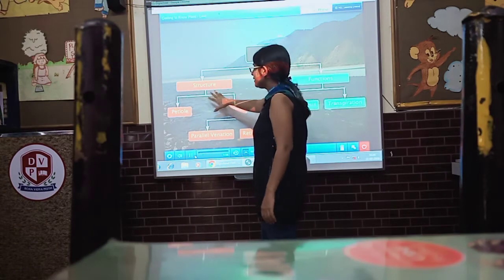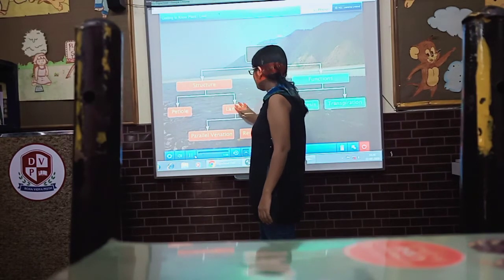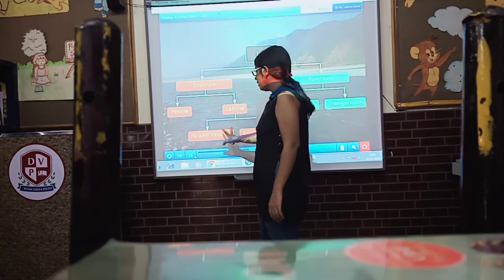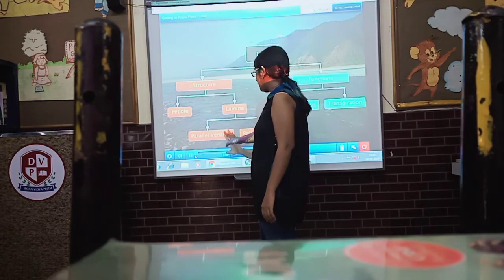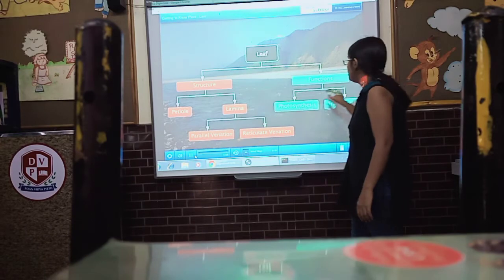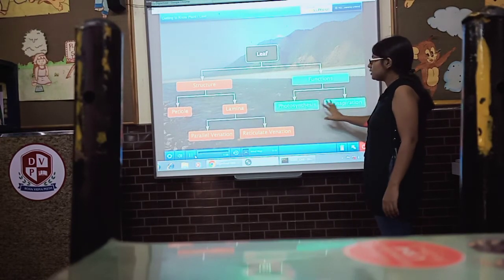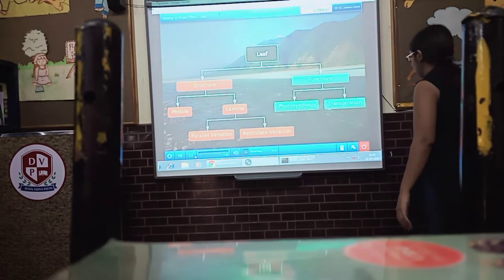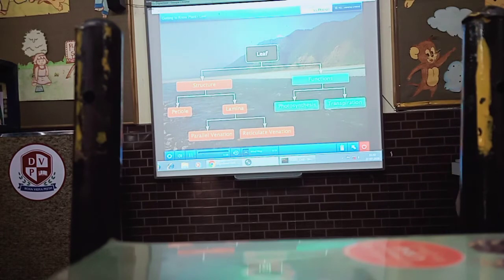Structure is divided into petiole and lamina. Lamina is further divided into parallel venation and reticulate venation, based on the type of venation. Functions are photosynthesis and transpiration. Clear?